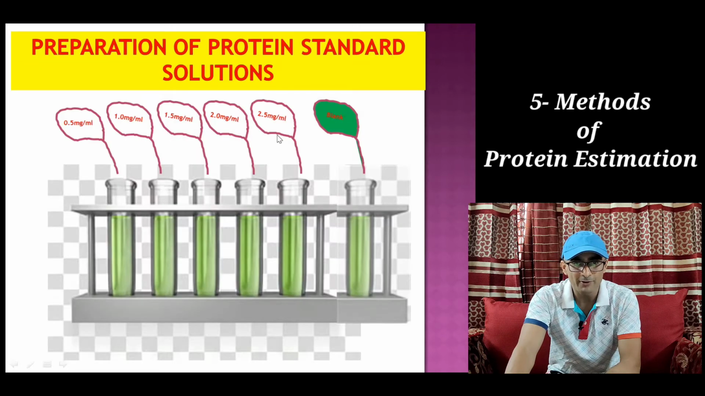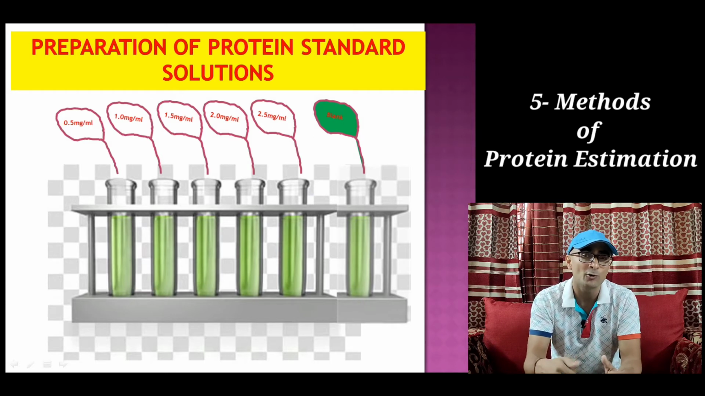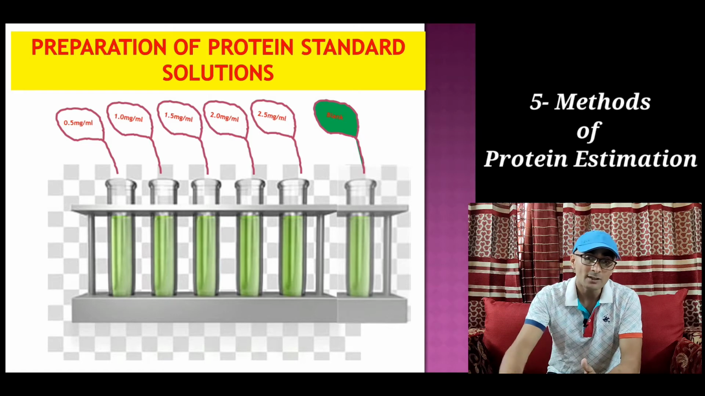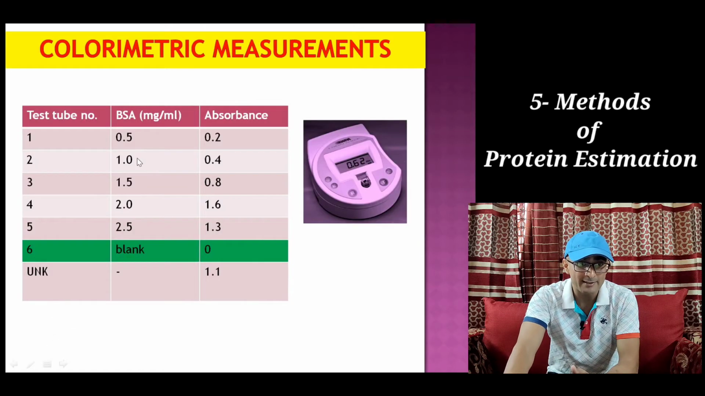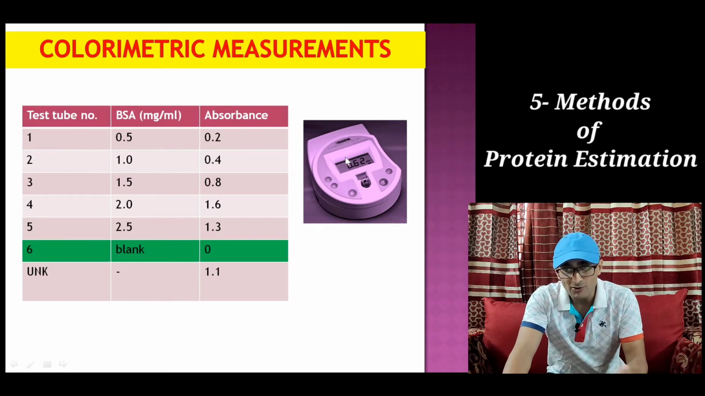Because we have all these concentrations, we add whatever chemical is required in order to produce color. That again depends on the method used. After that we take absorbance of each tube. So we have mg per ml concentration of bovine serum albumin from 0.5 to 2.5 mg per ml. At the same time we have their corresponding absorbance, which are taken using a spectrophotometer or a small microvolume spectrophotometer or a colorimeter.